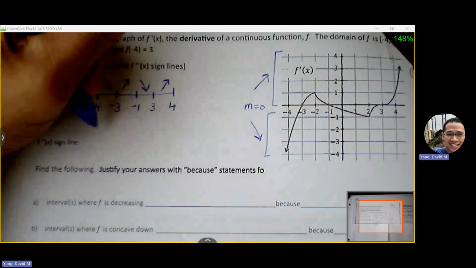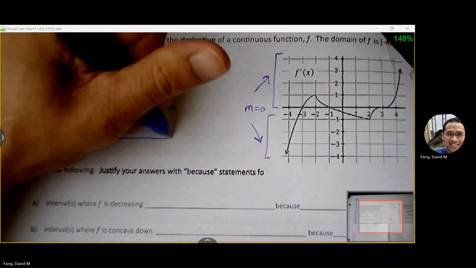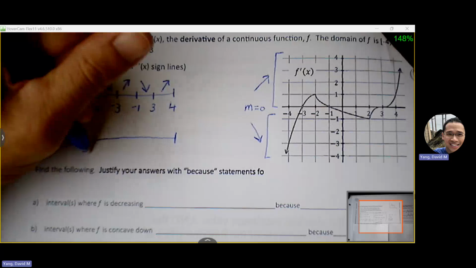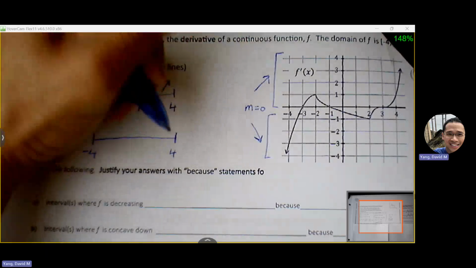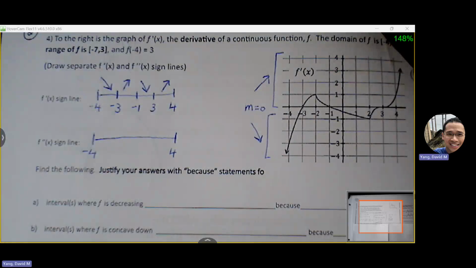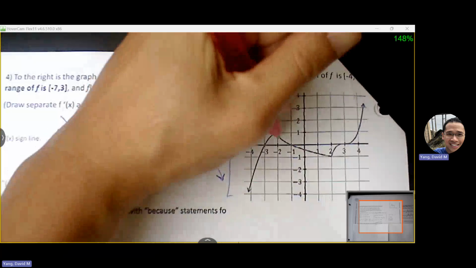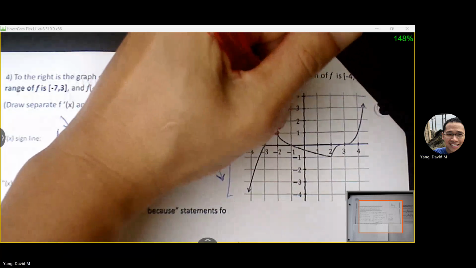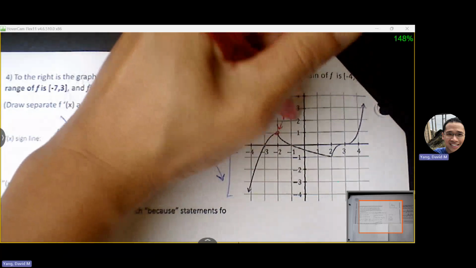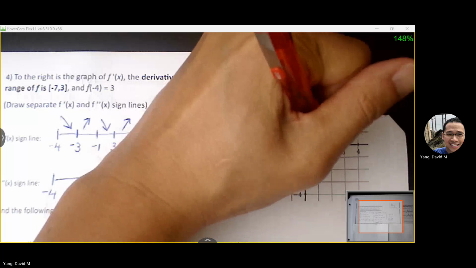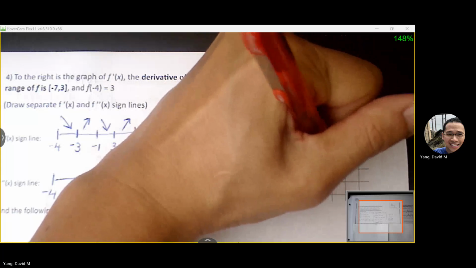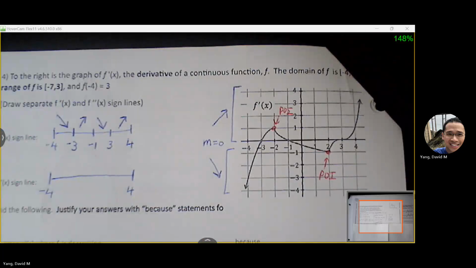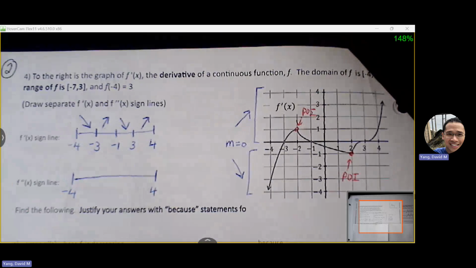Okay, concavity. The way we pick out concavity is we look at the peaks and valleys of your f prime. Peaks and valleys for f prime will be your points of inflection of your original graph. So -2 and 2.